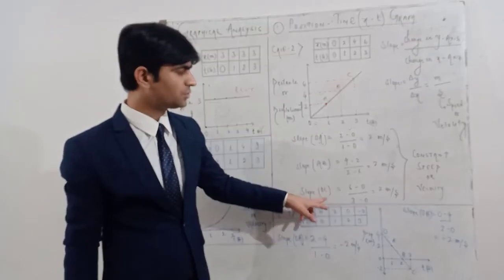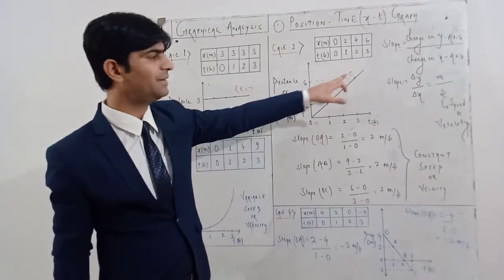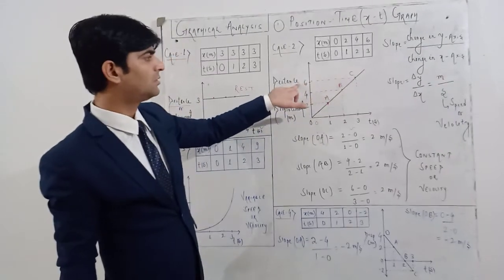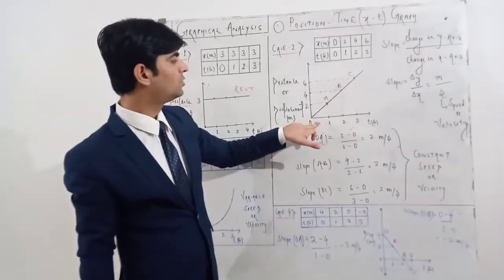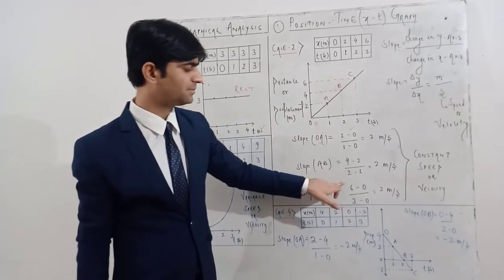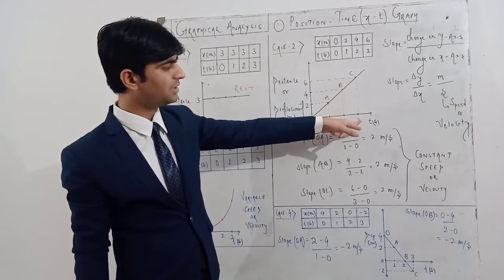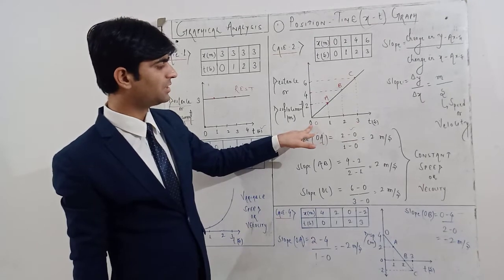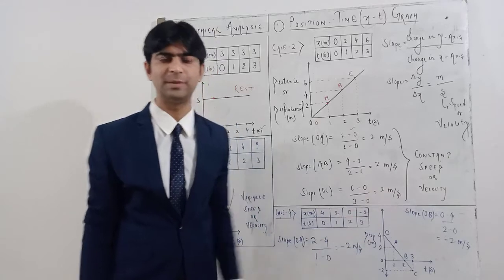Now calculate for OC. When I write OC, the starting point is O, the ending point is C. Corresponding to C, what is written on the y-axis? 6. Corresponding to O, the starting point? 0. So 6 minus 0. On the x-axis, corresponding to the final point C, it is 3, and corresponding to O, 0. So 3 minus 0. Again the answer is 2 meter per second.